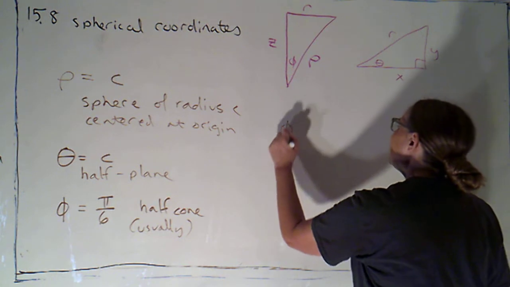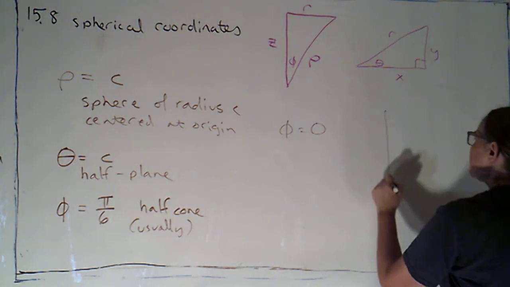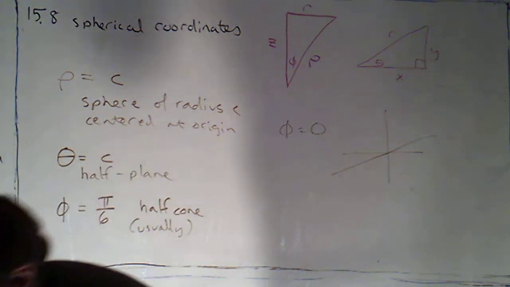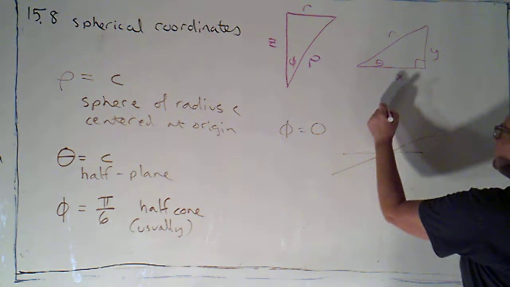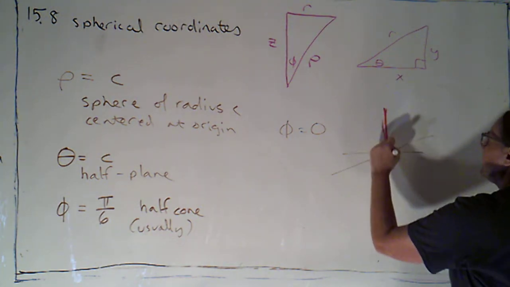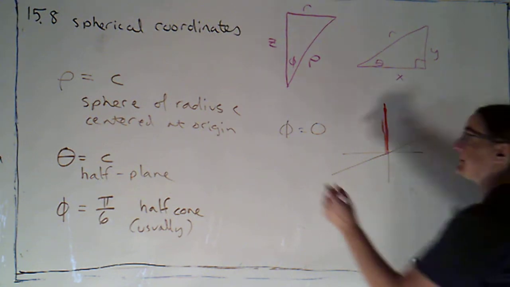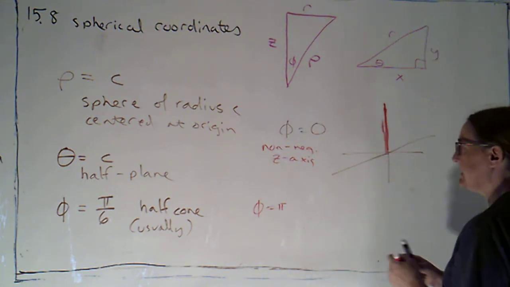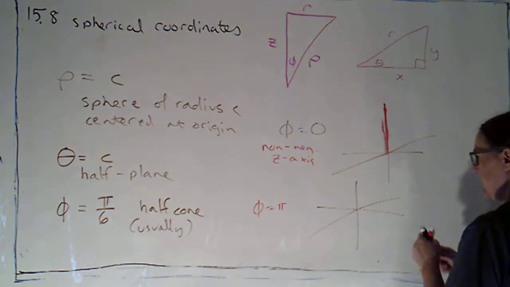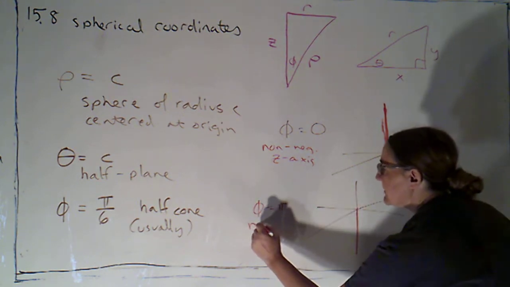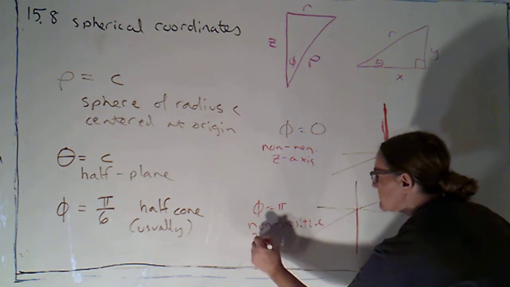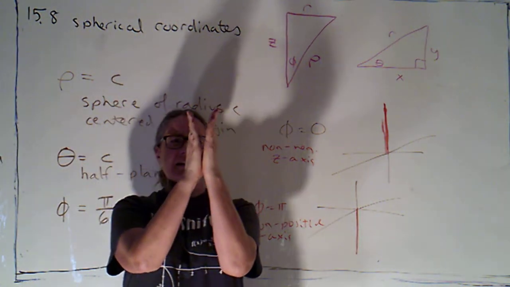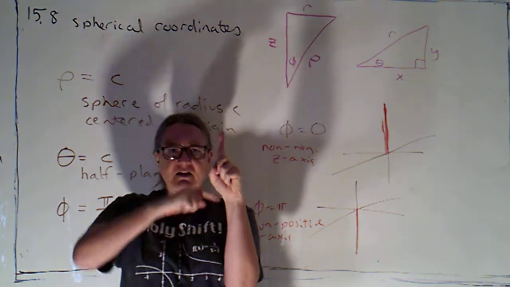If phi is equal to 0, in that case, we're pointing straight up. I can rotate, but that doesn't sweep out any additional area. If phi is 0, I'm just getting the non-negative z-axis. Similarly, if phi is equal to pi, we'd be pointing straight down, and so we'd be getting the non-positive z-axis. Now I can sort of think of those as cones. They're just cones that got really skinny. They got so skinny that they collapsed down to just a single ray.